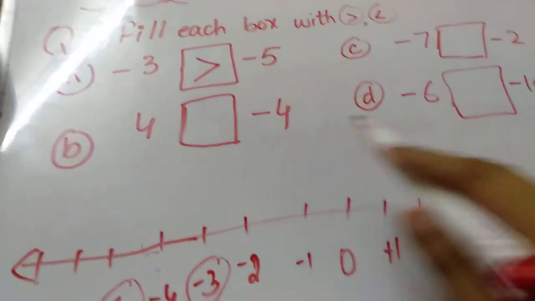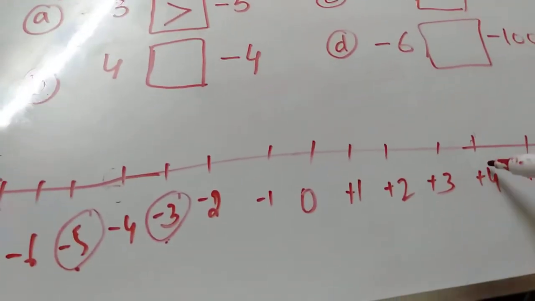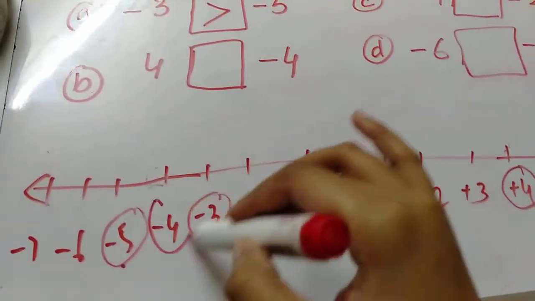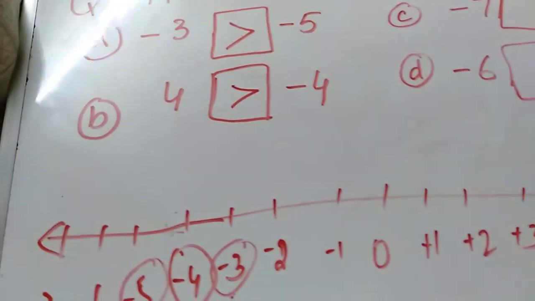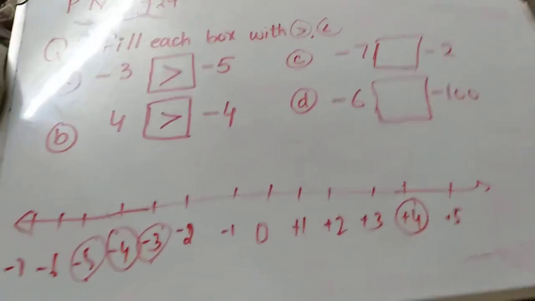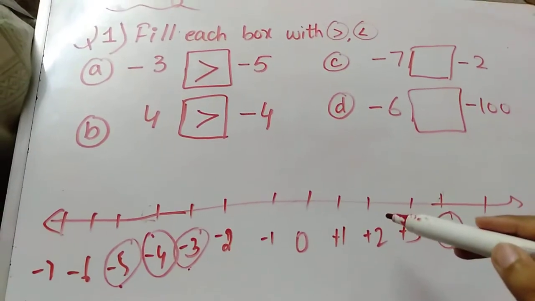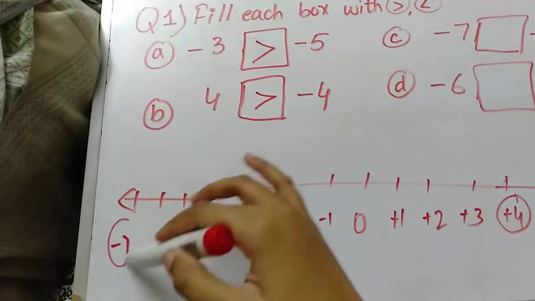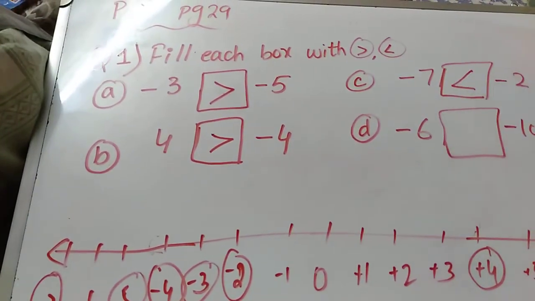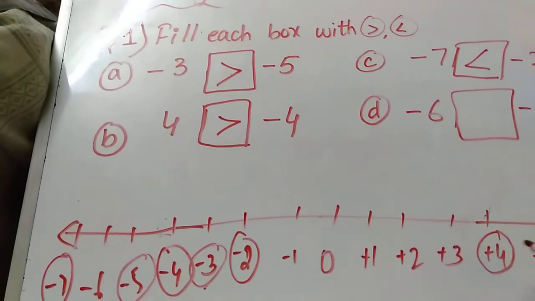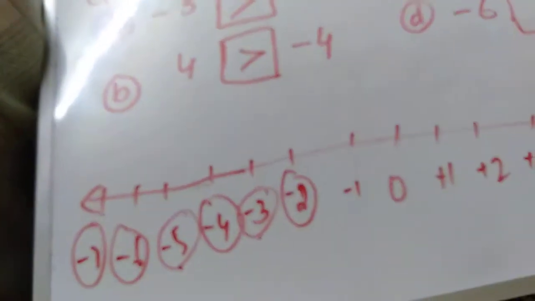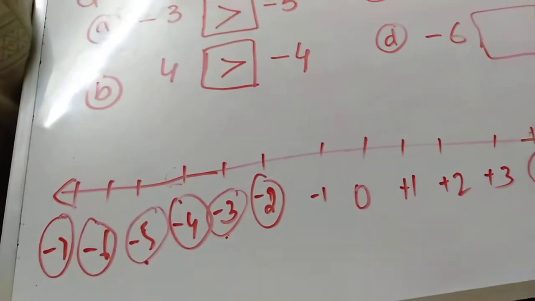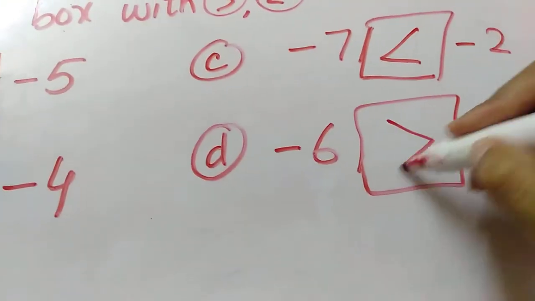Now 4 and -4. If you see from the number line, +4 is here and -4 is here. So +4 is greater than -4. Now -7 and -2. Yes, -2 is first and -7 is at the last, so -2 is greater than -7. Now -6 and -100. Here -6 and -100, after, like we will write it -7, then -8, then -9. So -6 is greater than -100.